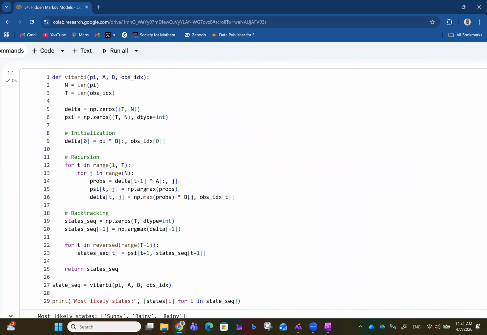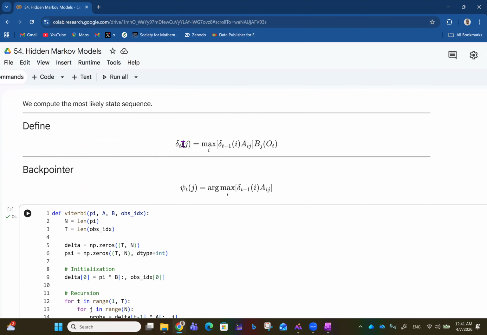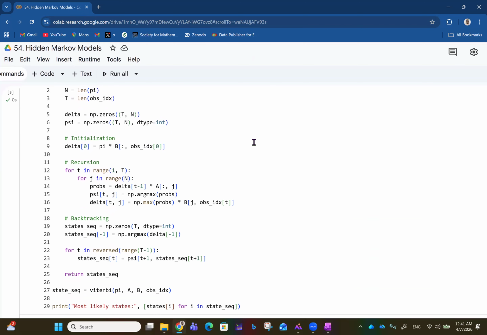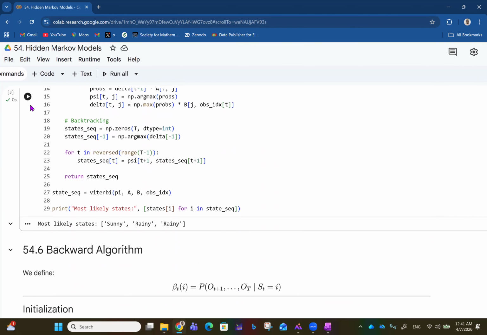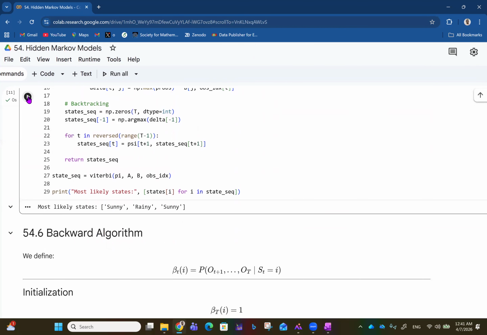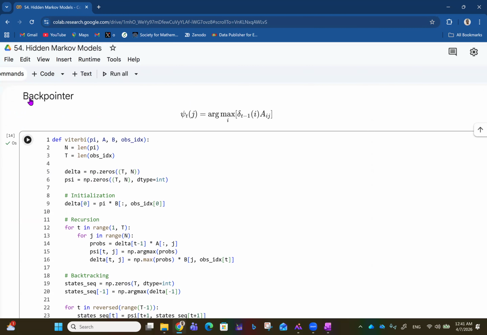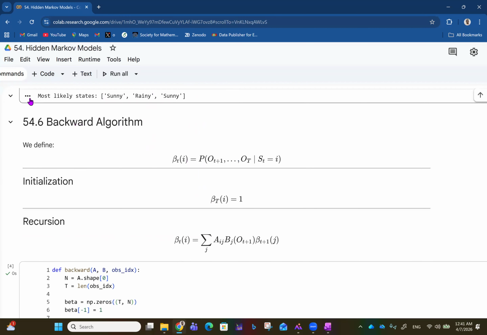beyond the mathematics, right? So we define the function Viterbi with parameters pi, a, b, and the observation index. Then you have n, the length of pi, and t, the length of the observed indices. Then you have the initialization here, pi times b and all that. I believe that's this formula you have right here. And then you have the recursion part, right here, and then you have the backtracking. If you run it for the most likely states, you have sunny, rainy, sunny. If I run it again, it's still sunny, rainy, sunny. In this case, it's fixed like that. So sunny, rainy, sunny is the most likely sequence.